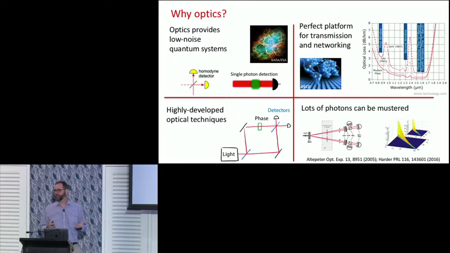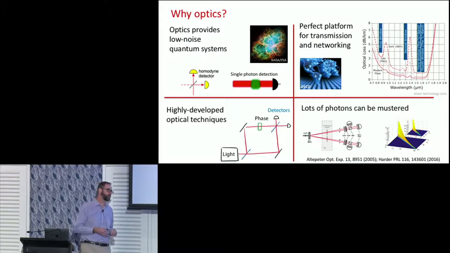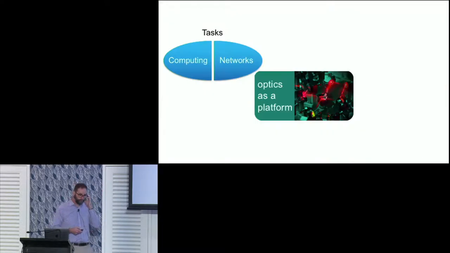And another really attractive reason for considering optics is, of course, in the classical regime, it's already a platform for networking. We already know that our world is connected up by optical fibers, and we work in the telecom regime through optical fibers because losses are low, we can send signals long distances, and we can communicate very, very quickly. So these are some of the reasons why we might consider optics as a quantum information platform.